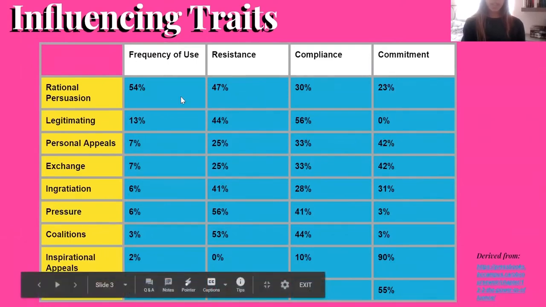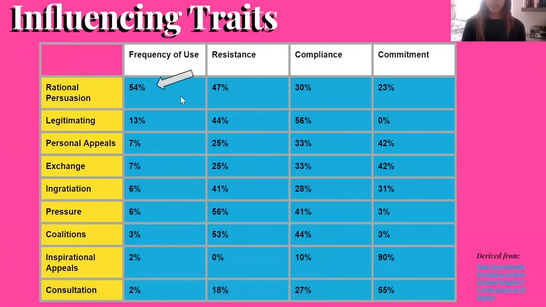So as you can see here, rational persuasion has the highest frequency of use, and that makes sense because rational persuasion is the use of data, information, and statistics to get somebody to go on board with whatever you want. Trying to show them rational reasoning. That's mostly the most common and smartest way to get somebody to do something, because we're easily persuaded by facts rather than just opinions and thoughts.